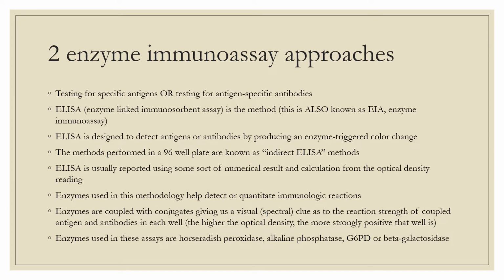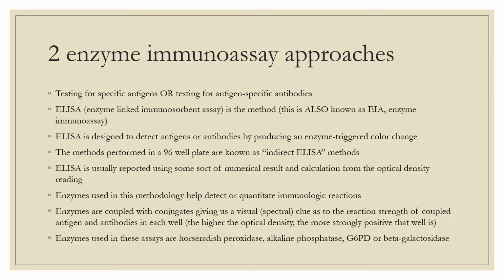This method is performed usually in a 96-well plate, and this is known as an indirect ELISA method. An indirect ELISA method is usually reported by some sort of numerical result in a calculation from the optical density reading. Enzymes used in this methodology help detect or quantitate immunologic reactions. So these enzymes are coupled with conjugates, and a conjugate is a dye, giving us a visual clue. And again, that visual clue is often yellow in nature, and it gives us an indication of the strength of the antigen or antibodies in each well.